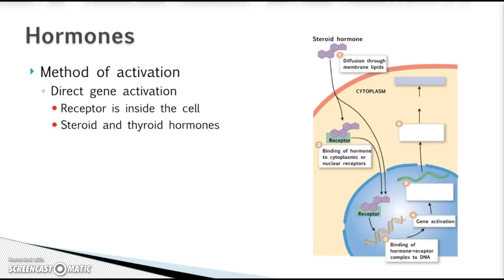The first method is what I call direct gene activation. Do you recall what and where your genes are? A gene is all of the nucleotides necessary to code for one protein, and they are located inside the nucleus. And the nucleus is definitely inside the cell. So if the hormone can enter the cell and find a receptor inside that cell, either in the cytoplasm or in the nucleus itself, it will directly affect the DNA of that cell. That is direct gene activation.